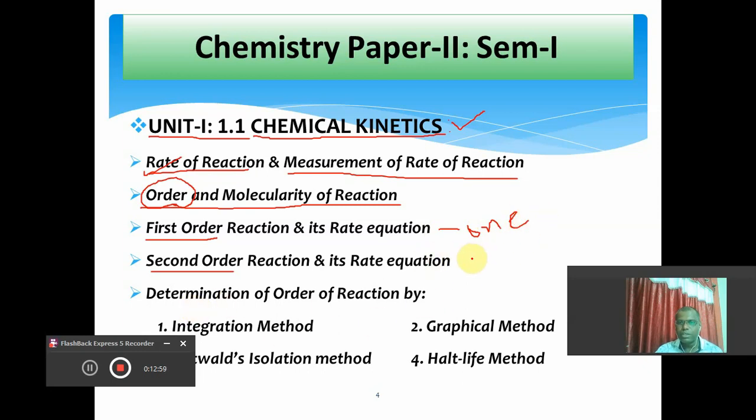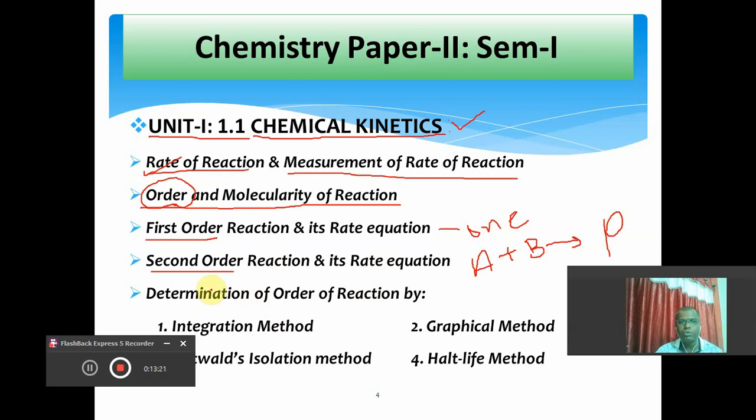Instead of this, if the rate of reaction depends upon two reactant molecules, then the order of reaction will be 2 and it will be called a second order reaction. Definitely, how we can calculate the order of reaction, that is also the important part here.